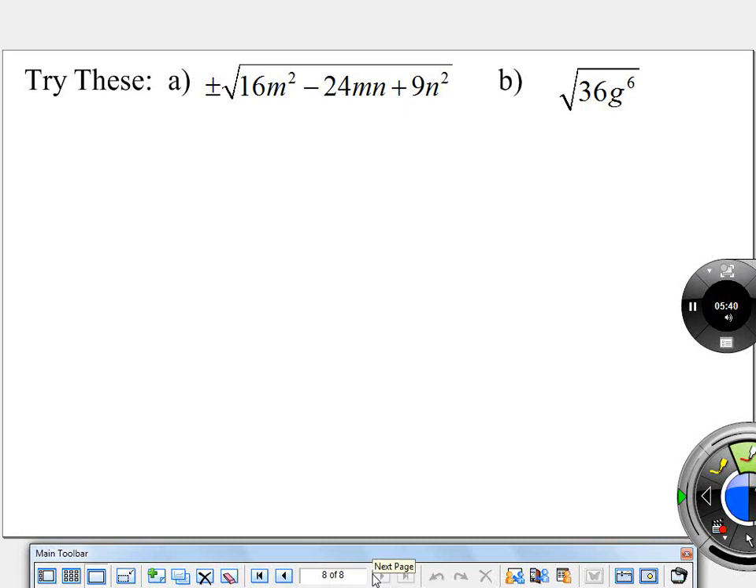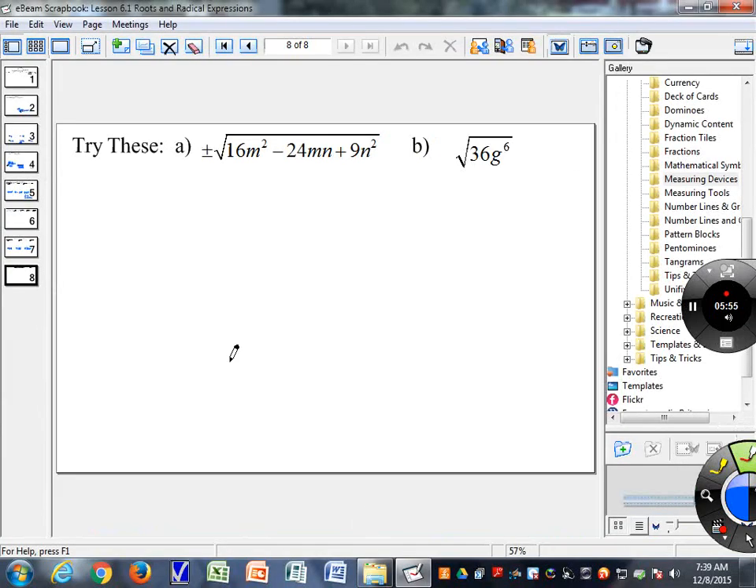And then you can try these and bring these into class, especially that part A, so we can talk about that. And that's it for 6.1. So 6.1 is just simplifying radicals. But we are also looking here at section 6.2.